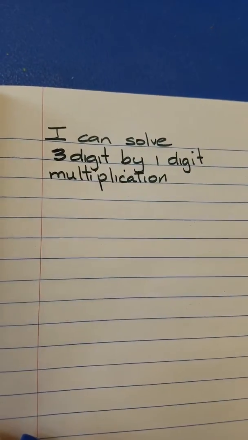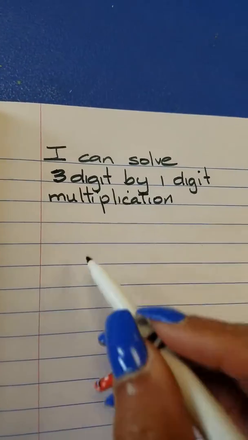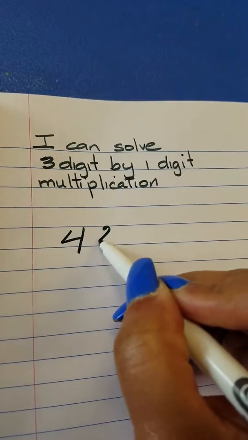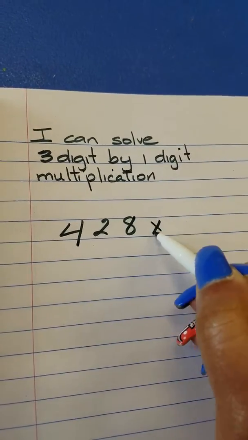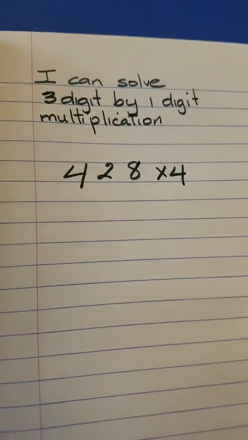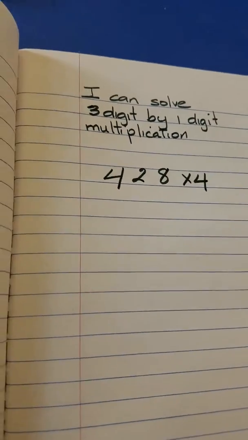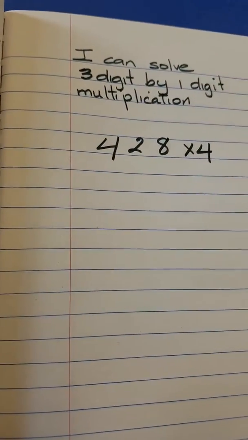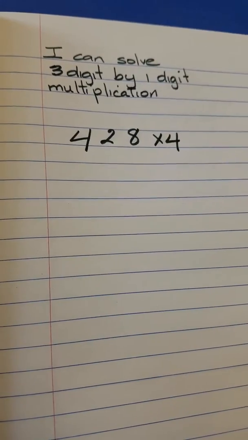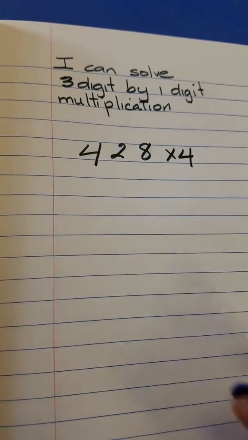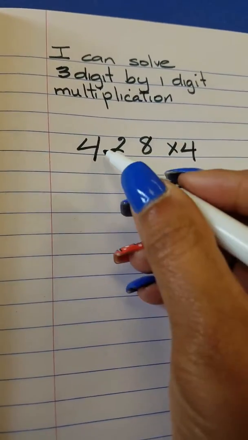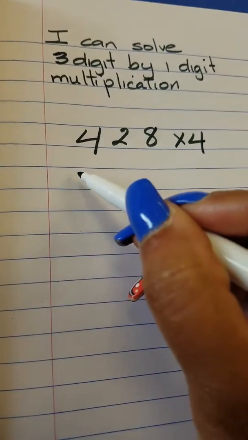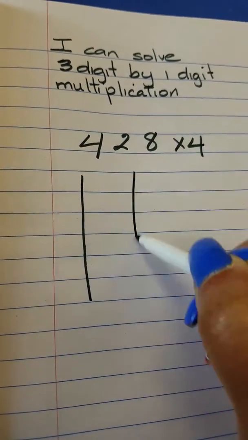I can solve 3-digit by 1-digit multiplication. 428 times 4 can be solved in a variety of ways. The first way that we're going to be expressing is by using a place value chart and writing the digit and its value to compute or to multiply.